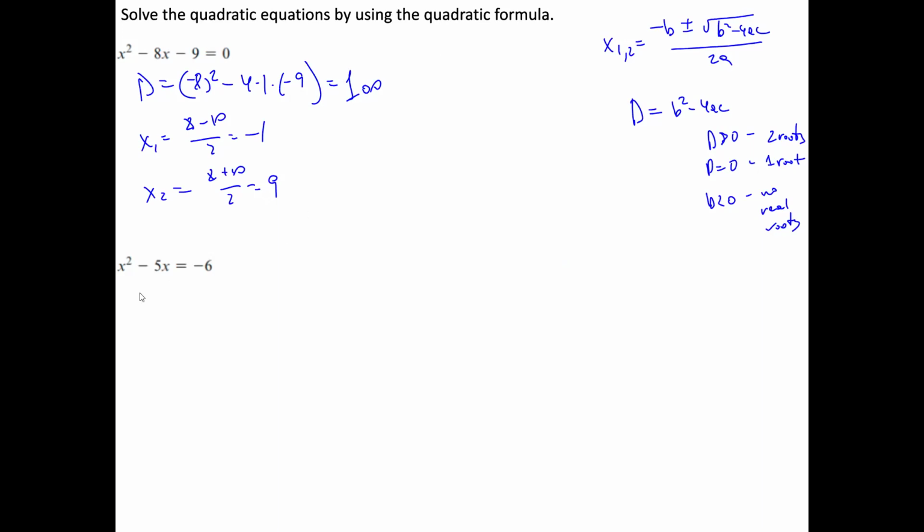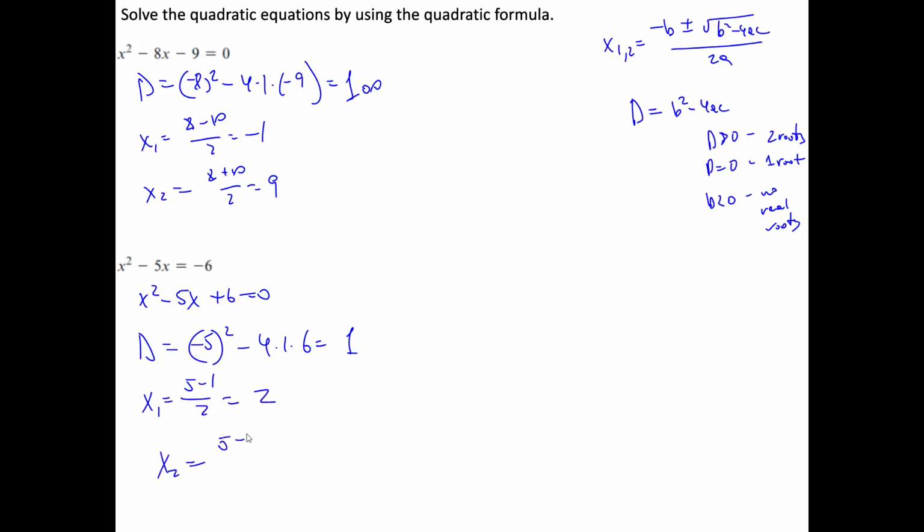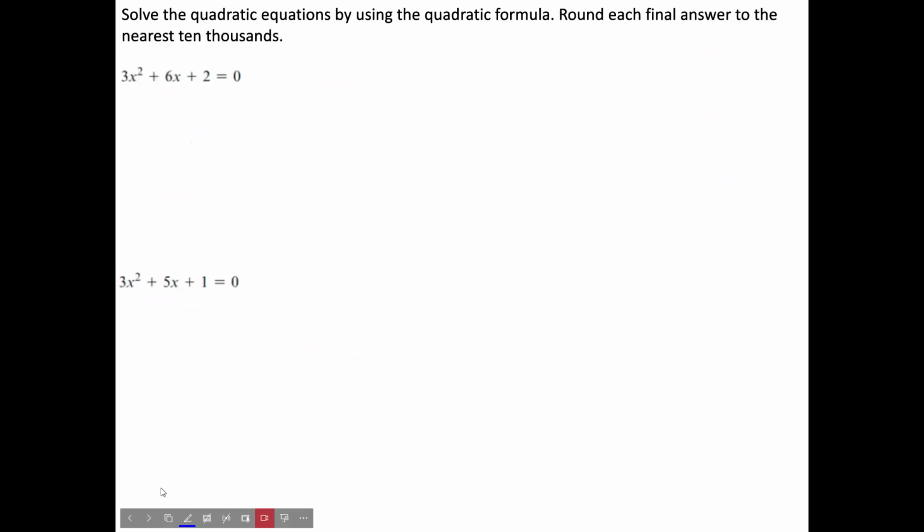Okay, this one, first of all, we need to write it in general form. Then we have D: minus 5 squared minus 4 times 1 times 6. It's 1. x1 is 5 minus 1 over 2, that's 2. x2 is 5 plus 1 over 2, that's 3. Good? Okay, try this. Go ahead.